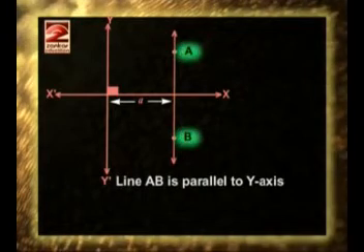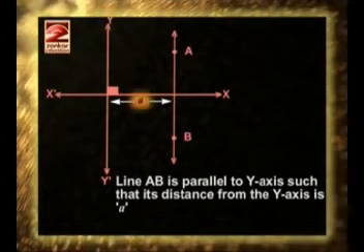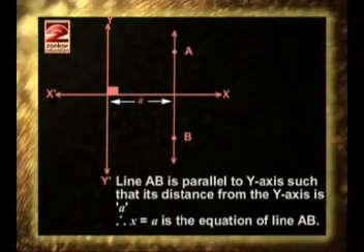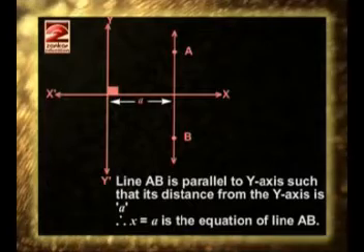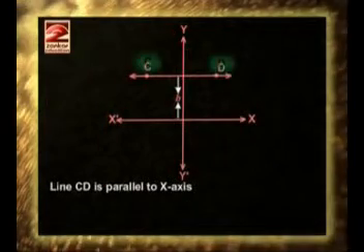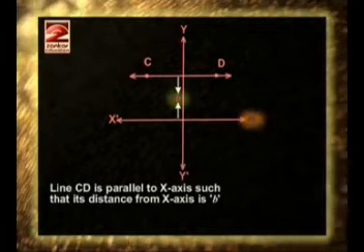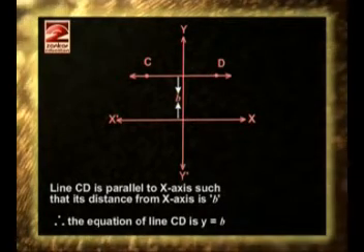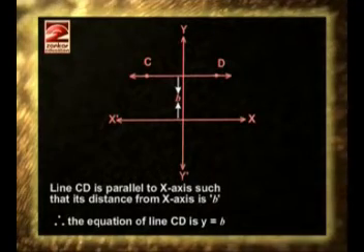Here line AB is parallel to the y-axis such that its distance from the y-axis is a, and therefore x = a is the equation of line AB. Here line CD is parallel to the x-axis such that its distance from the x-axis is b, and therefore the equation of line CD is y = b.